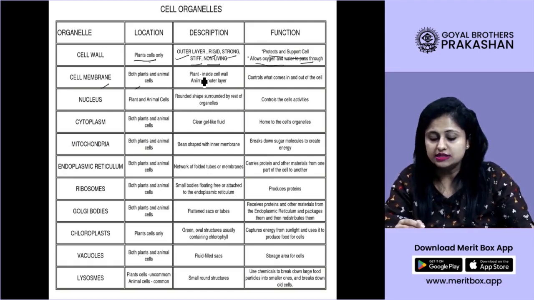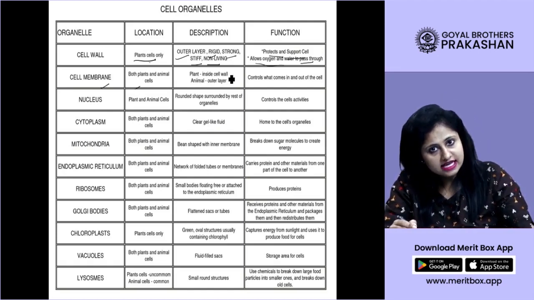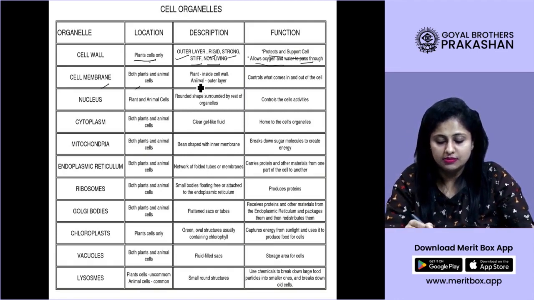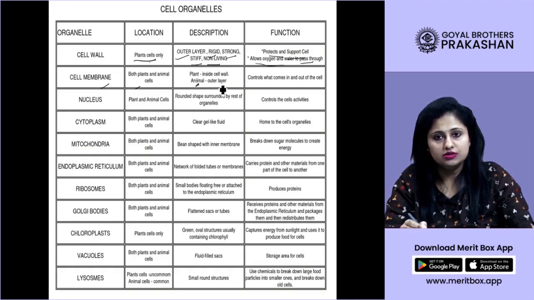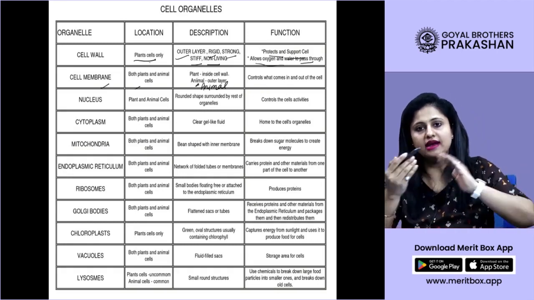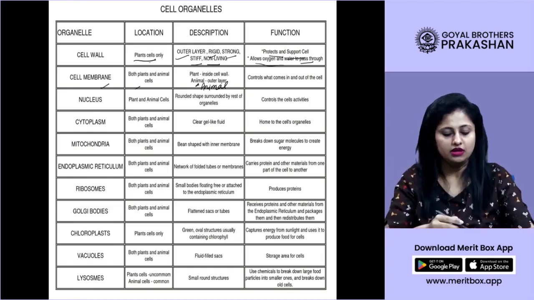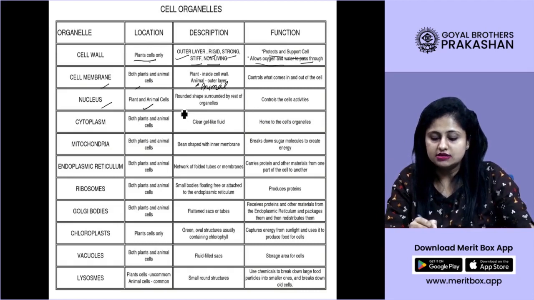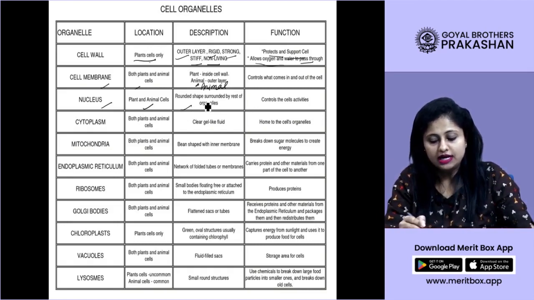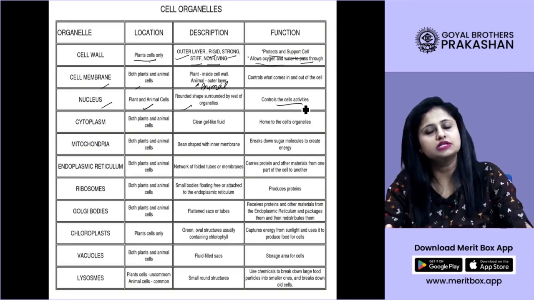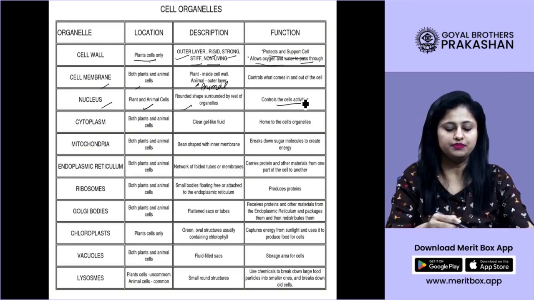If cell membrane is present in plant, it is inside the cell wall, and if it is present in animal cell, it is the outer layer. And cell membrane controls what comes in and out of the cell. Nucleus is present in both. It is rounded shape, surrounded by rest of the organelles. It controls the cell activities, therefore it is known as the brain house of the cell.